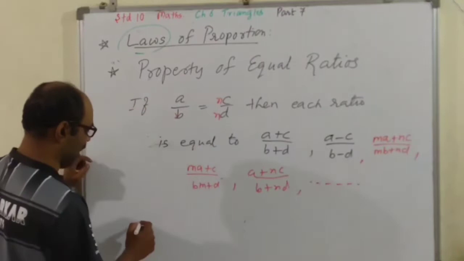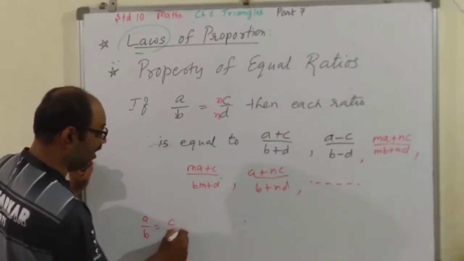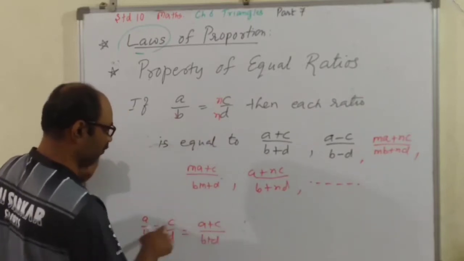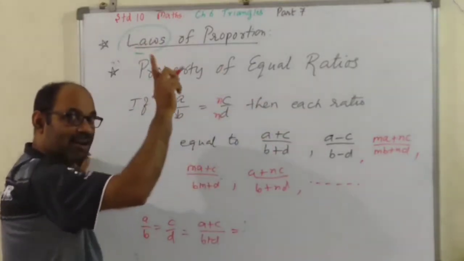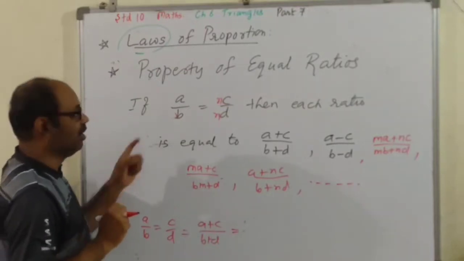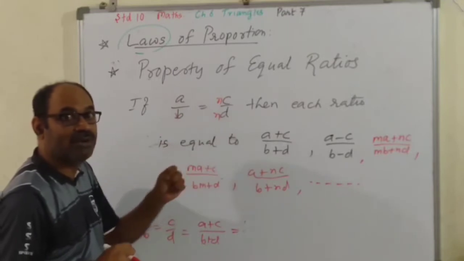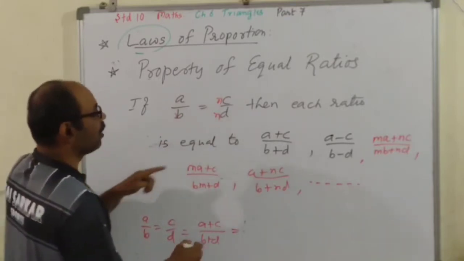You may write that as A upon B is equal to C upon D is equal to A plus C upon B plus D. Sum of numerator upon sum of denominator. Here they are all equal. In laws of proportion they are not equal. From 2 you get 2 new, but all 4 are not equal. Here from 2 you get third, from 2 you get fourth, or from 2 you get fifth, and all these 5 or infinite ratios are equal. Right.